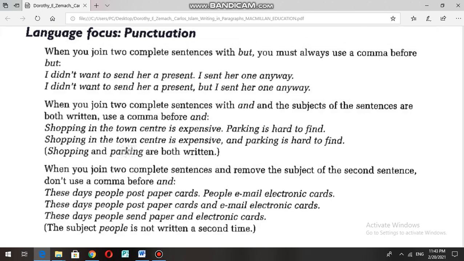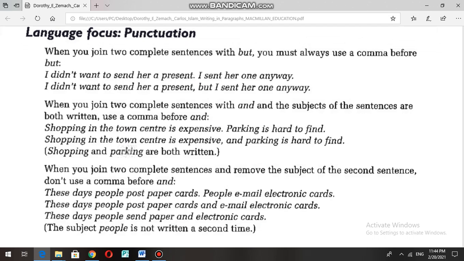So you see, when you join two complete sentences with but, you must always use a comma before but. When you have complete sentences and you want to use but, because you have contrasting ideas, we use but when we have contrasting ideas. There must be a comma before the but.